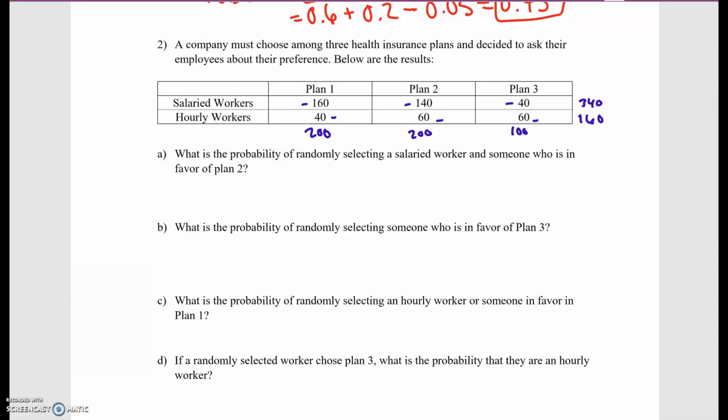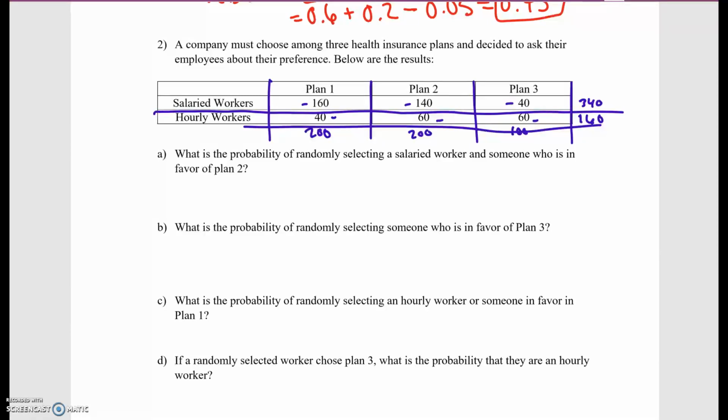Okay, so this is good because it tells you how many people chose plan 1, regardless of whether they're salaried or hourly, and this is 200. And then the rows tell you how many salaried workers we have. That's 340. Now, adding all of these numbers up, 340 plus 160, and then 200 and 200 and 100 will give me 500. So this is how many total employees I have, regardless of the preference of the plan.